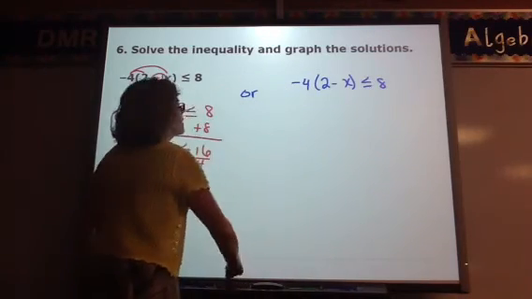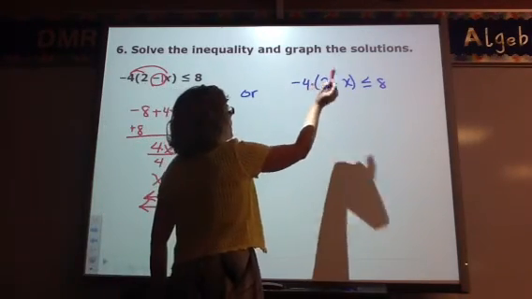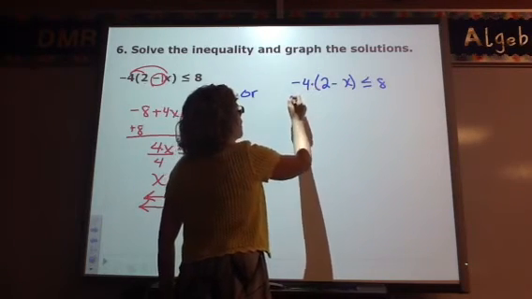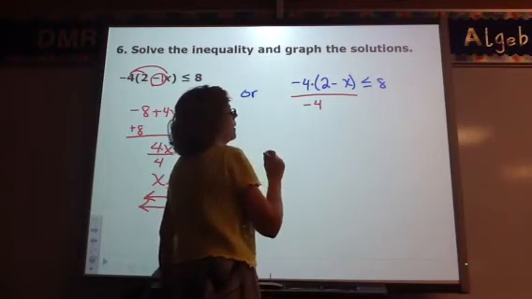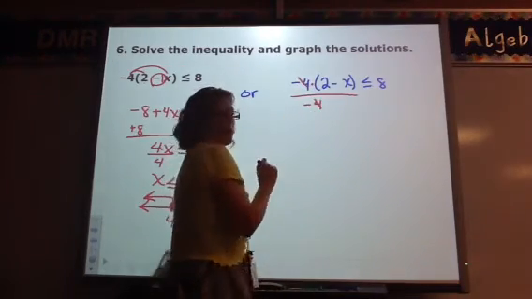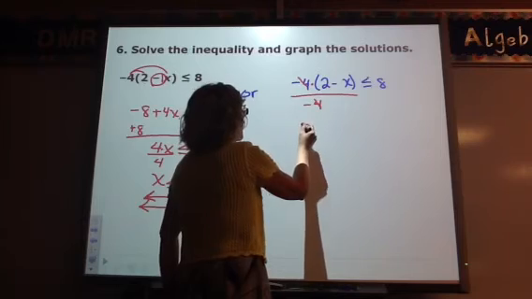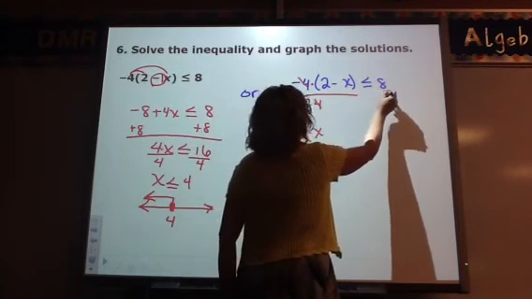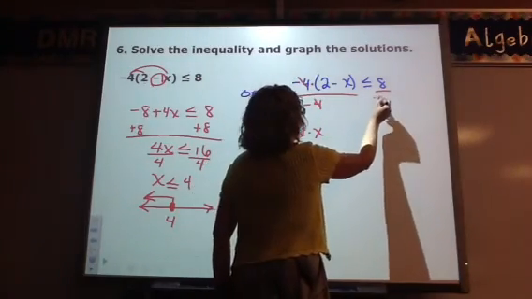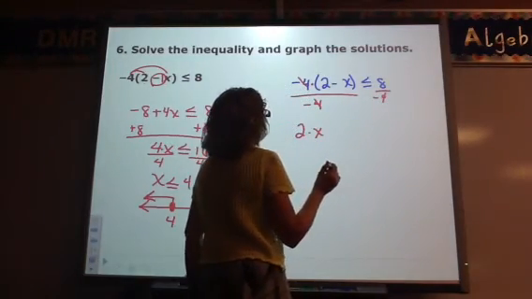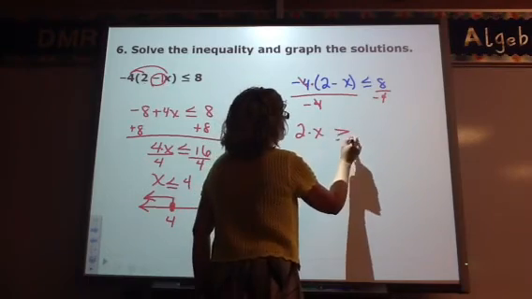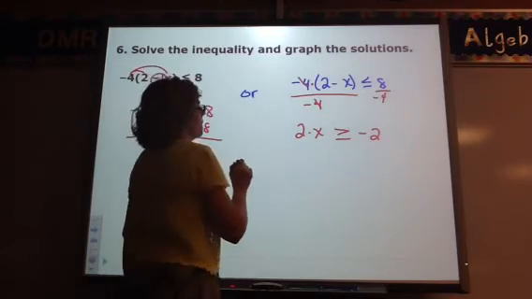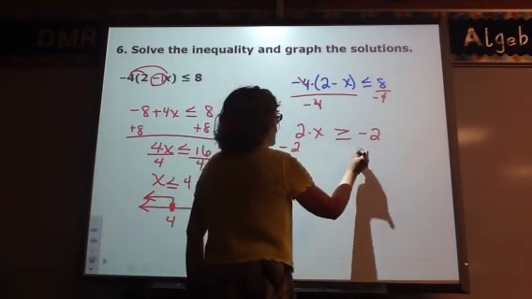Okay, this is the same as negative 4 times 2 minus x. So the inverse of times is divide. Negative 4 over negative 4 cancels out to 1, so on the left side I have 2 minus x. Well, what I do to one side, I must do to the other, okay? So I'm dividing by negative 4. When I divide by negative 4, I have to flip that inequality symbol, okay? Then we subtract 2 from both sides.